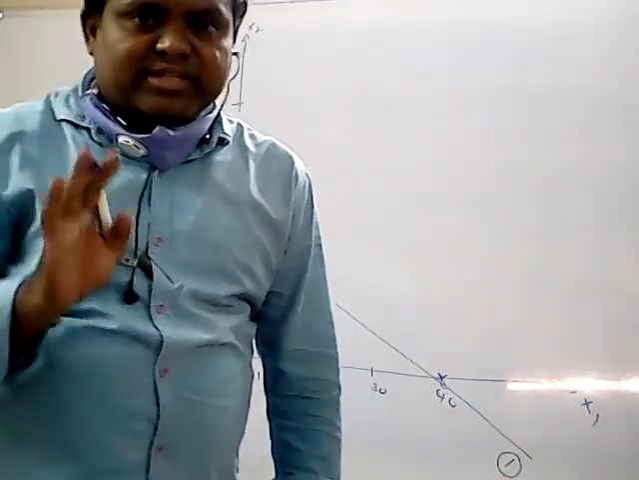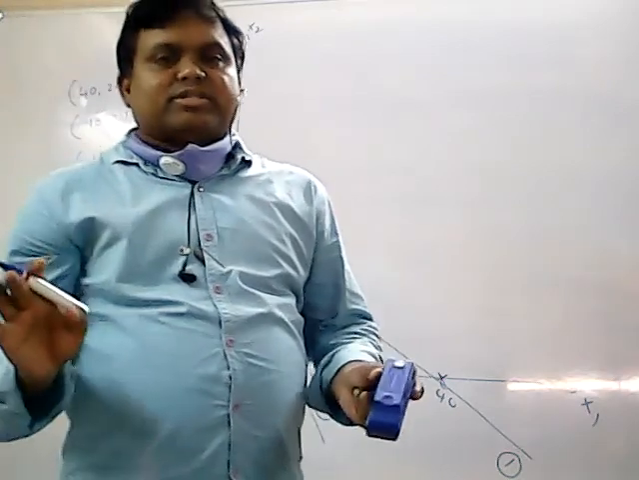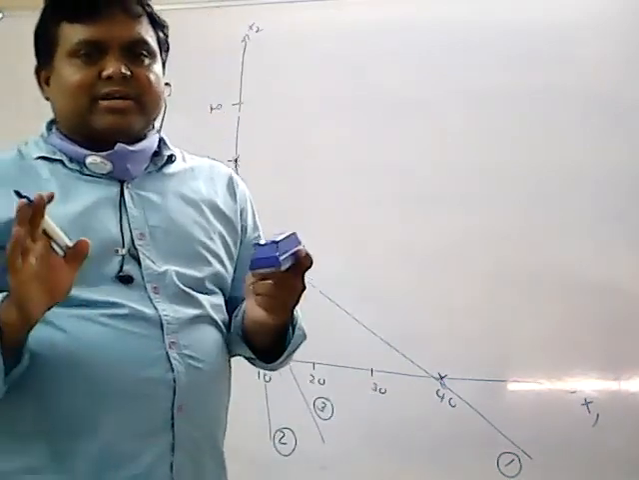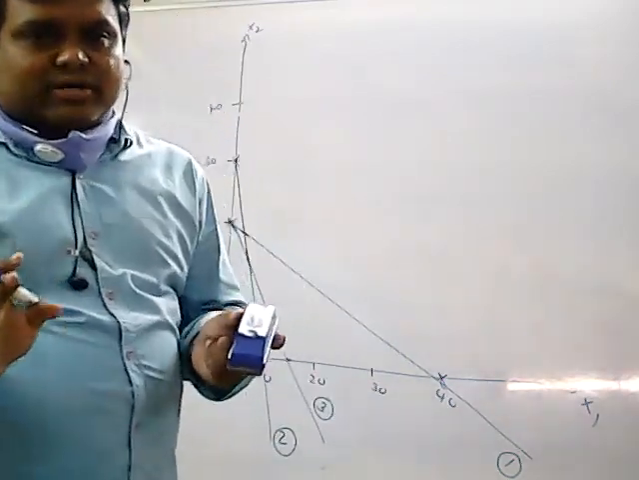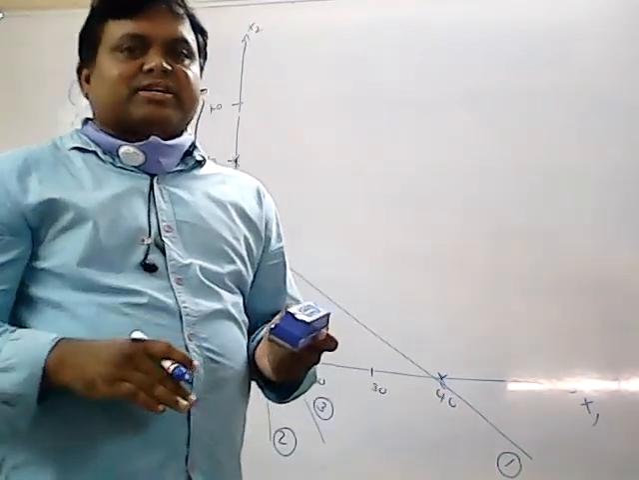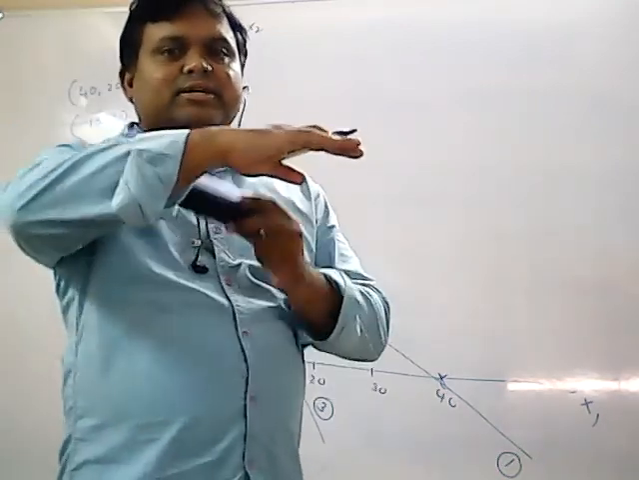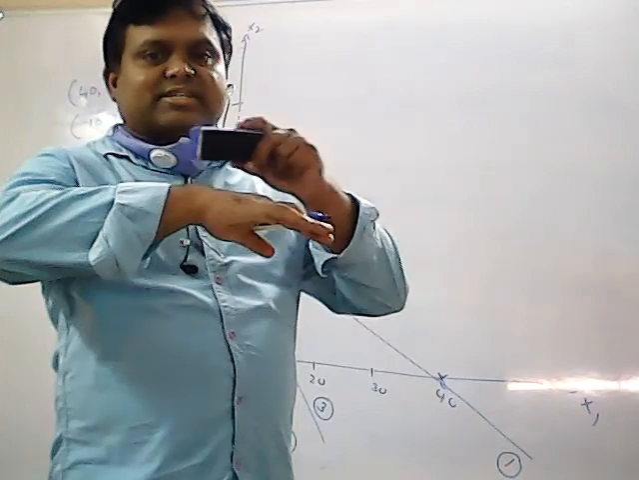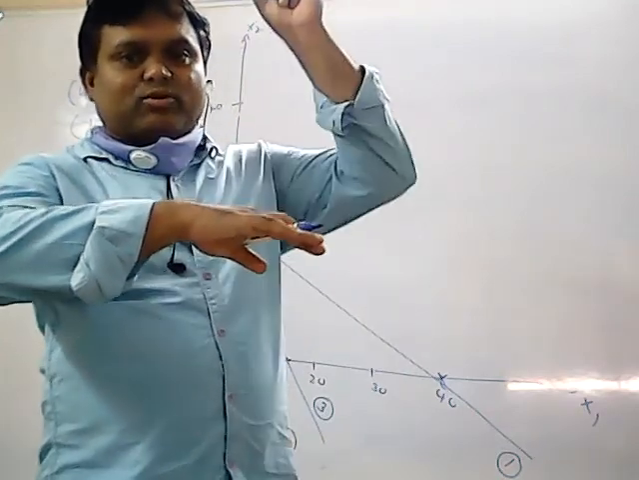Now step number 3 is important. What is step number 3? You have to identify the common region or feasible region. How will you identify the common region? If the constraint is less than or equal type, below the line is shaded. If the constraint is greater than or equal to, above the line is shaded.